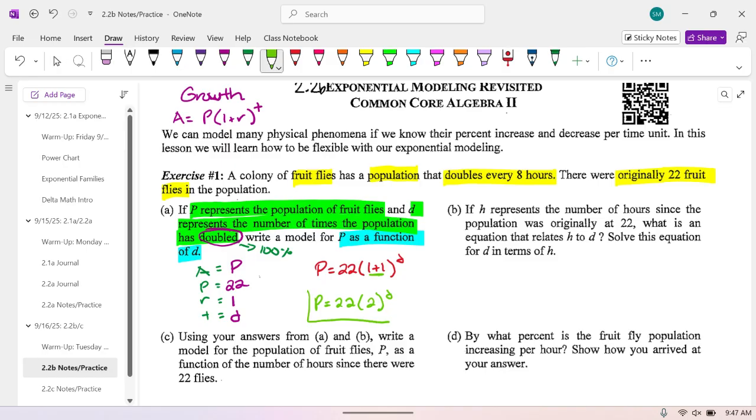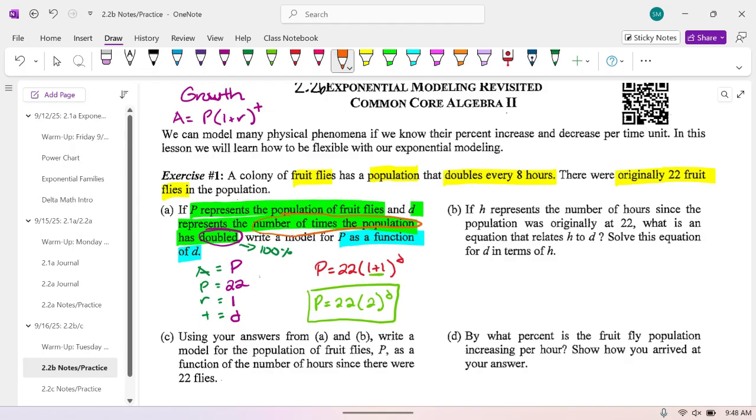Now, remember, D represents the number of times that the population doubled. So in other words, if we said they doubled 3 times, how many hours would that have passed? 24 hours. All right. So D represents the actual doubling process. So we plug in a 3 here, that's how many would be after 24 hours. But that doesn't describe what would happen if they did just give us a random number. So for example, let's say 18. What if I said how much of the population is there after 18 hours?